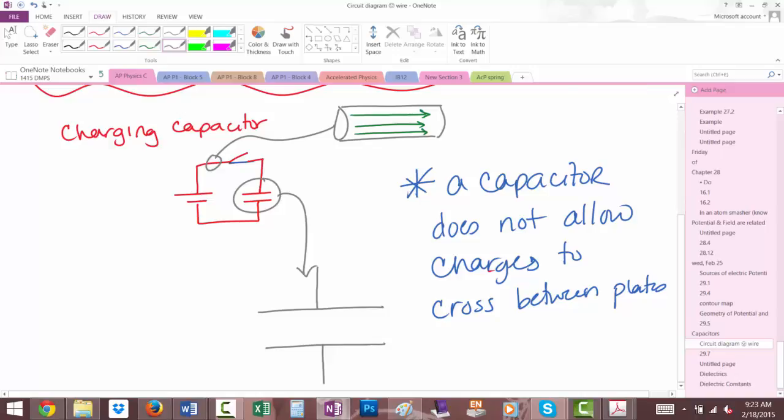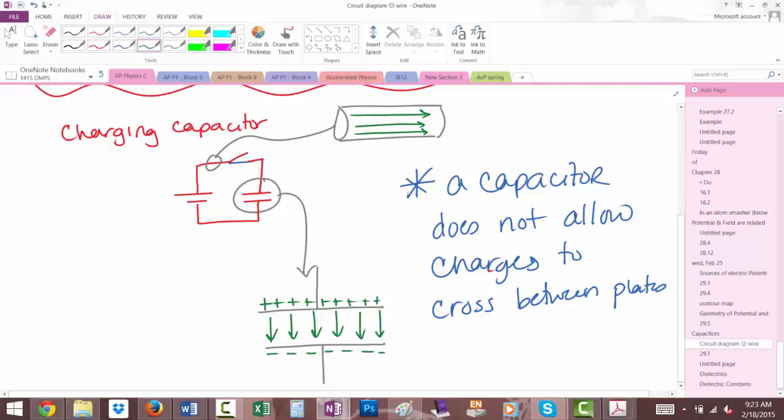So you've got a bunch of positive up here and a bunch of negative down there. Yes, via induction, right? It's not actually moving charges. Okay? And that causes an electric field to be created within that gap. That electric field is the one that we've been spending all the time talking about. Okay? Is that okay with everybody?